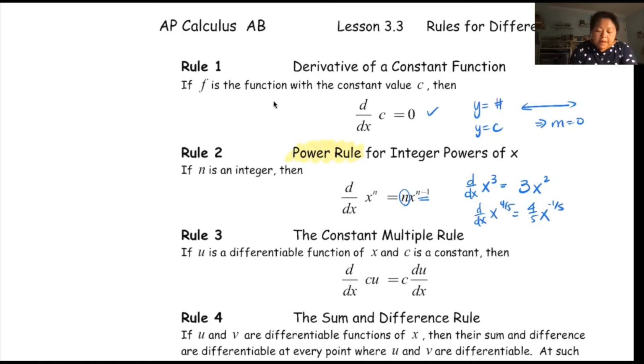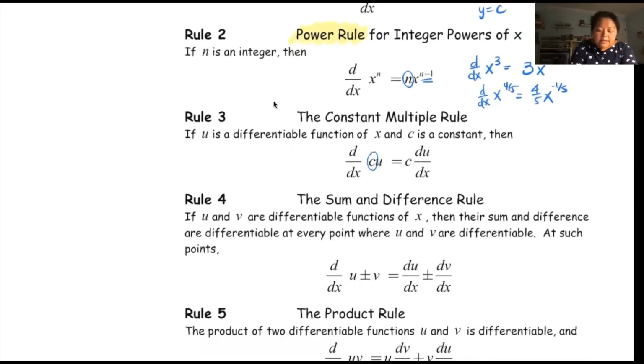If you have a constant multiplying by your function, you can take the constant out and then take the derivative of what's left over here. Again, this is not going to be super obvious for us until later on, okay?